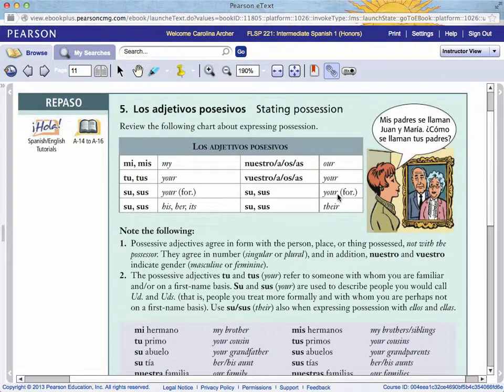Okay, for your, the plural is going to be su or sus. For ustedes, okay, this is the ustedes form that is used in Latin America. And for their, su or sus. So in the majority, all you have to worry about is number, except for the nuestro, for our. That's when you have to also think about gender, okay?